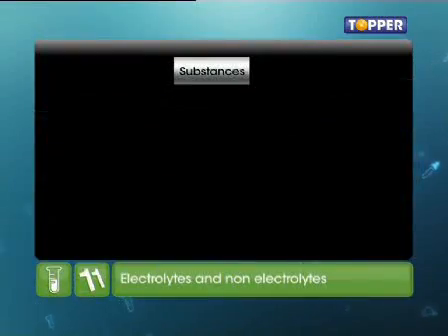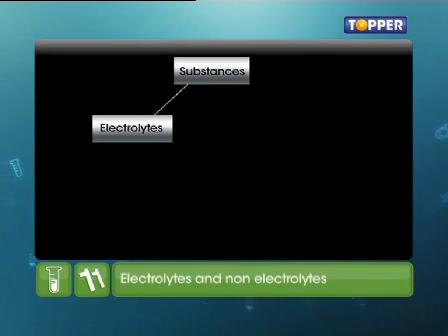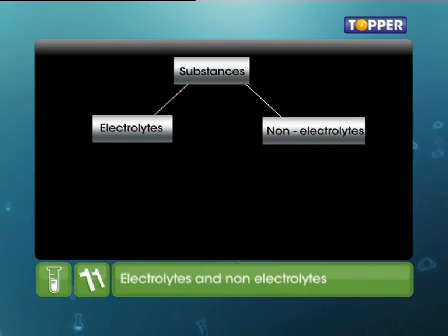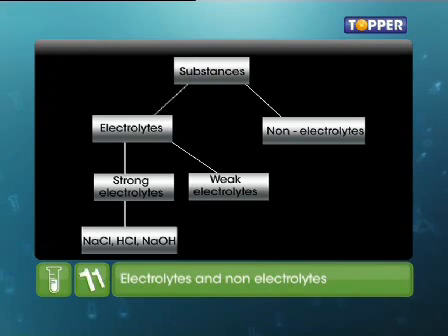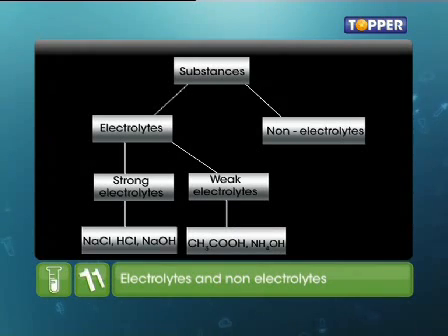According to Michael Faraday, substances which conduct electricity in aqueous solution are called electrolytes, and those which do not conduct electricity in aqueous solutions are non-electrolytes. Now, electrolytes are further classified as strong and weak electrolytes. If the electrolyte almost completely ionizes on dissolution in water, it is a strong electrolyte. Whereas, if the electrolyte ionizes only partially, it is called a weak electrolyte.